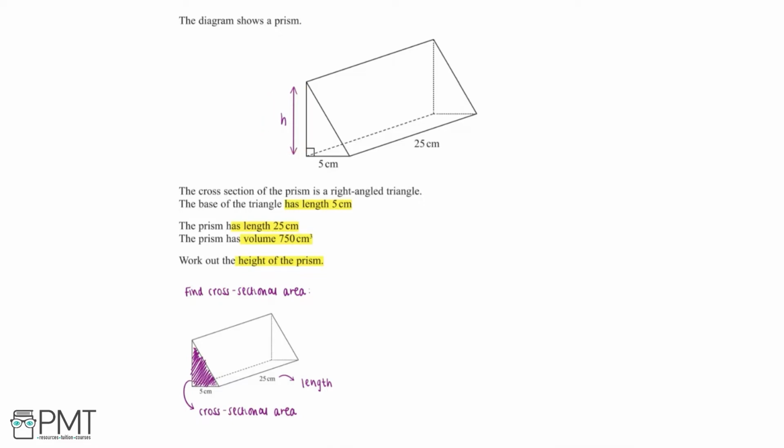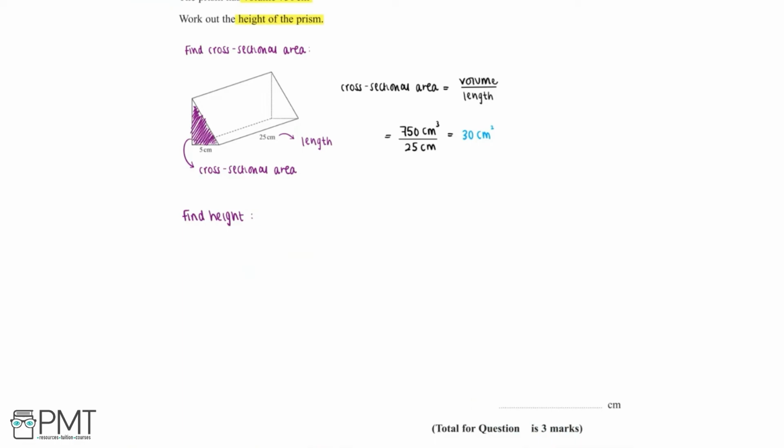Now since we know that the volume of the prism is equal to the cross-sectional area multiplied by the length, we can say that the cross-sectional area is equal to the volume divided by the length. The volume divided by the length is equal to 750 divided by 25, which is equal to 30 centimeters squared. And so the cross-sectional area, which is the area of the shaded triangle, is equal to 30 centimeters squared. We can use this area in order to find the height.